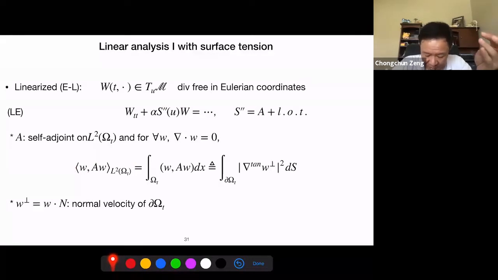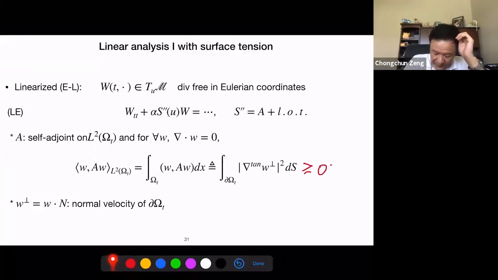It's an unbounded operator. So it turns out, when you look at this quadratic form, this is equal to, you take the variational vector field here, you apply A to W and W. You take the normal component of W on the physical boundary and take the tangential gradient. So this is a scalar function defined on the physical boundary. Then you take the tangential gradient, then square it, integrate. Okay, this is this operator A. So what does this tell us? This tells us that this is bigger than or equal to 0, apparently.